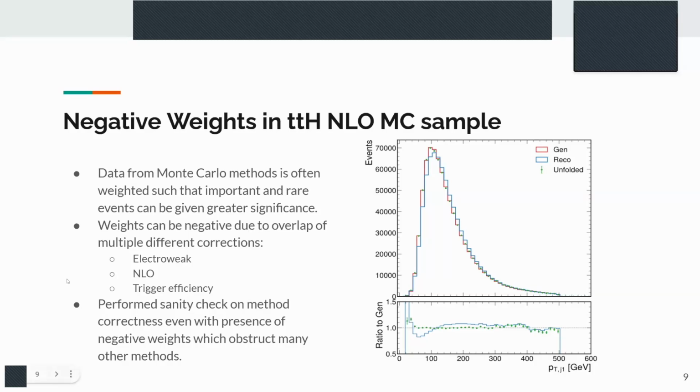We performed a sanity check on method correctness, even with the presence of negative weights, which can obstruct many other methods and confuse your learnable function. But in this case, we see that our distribution morphing is still preserved, and we still get decent performance out of this TTH-NLO sample.